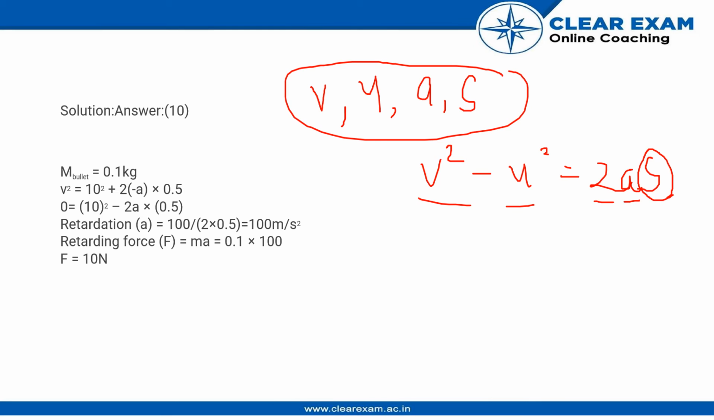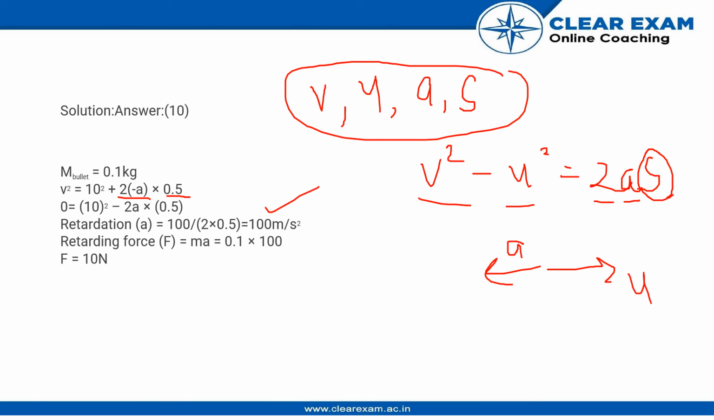Now here V square is 0 or V is 0, U square is 100 or U is 10, 2 into the acceleration. We are told that the acceleration is retarding and it is a uniform deceleration, meaning the acceleration is acting in the opposite direction with respect to the velocity. So acceleration is taken to be negative. The distance is 50 centimeters or 0.5 meters. Once we put in the values, we get the value of A to be equal to 100 meters per second square.